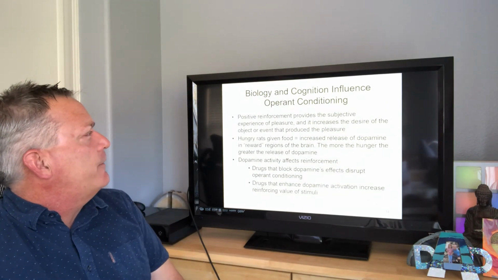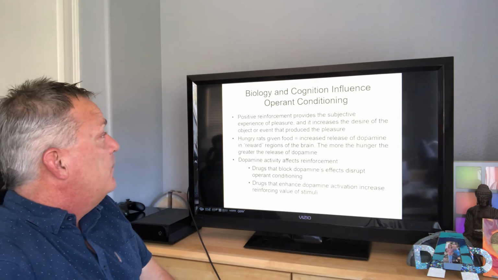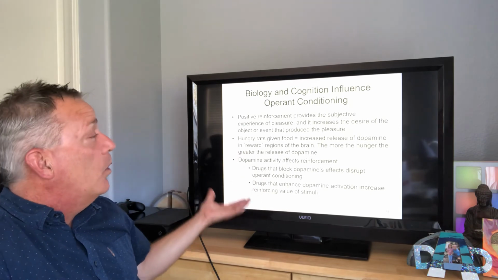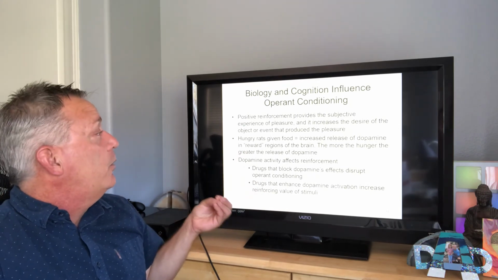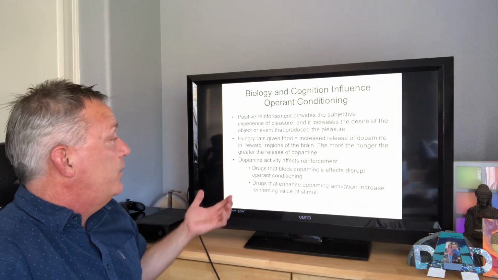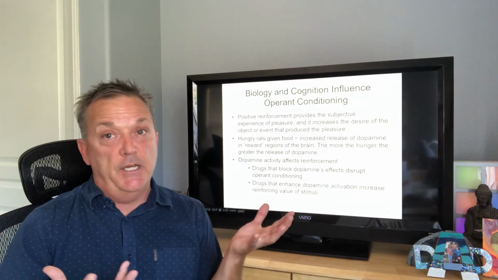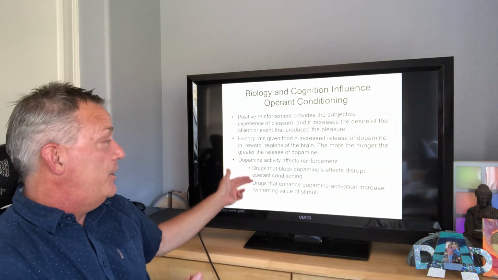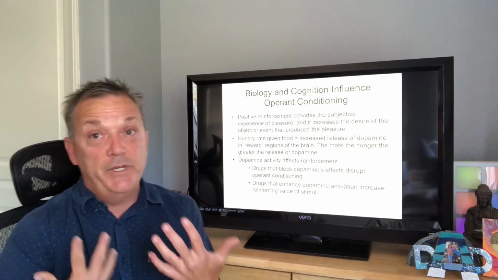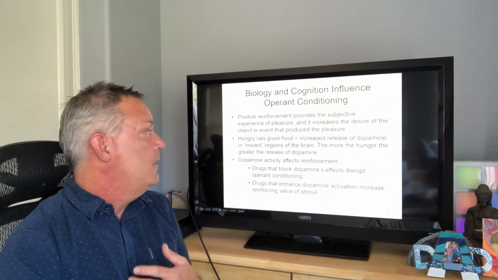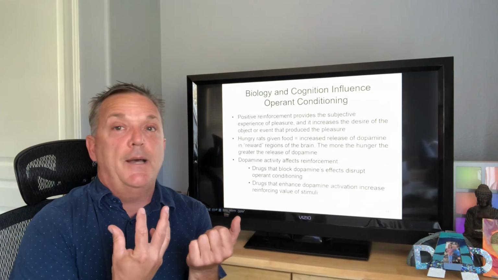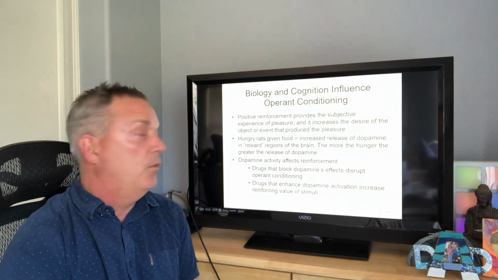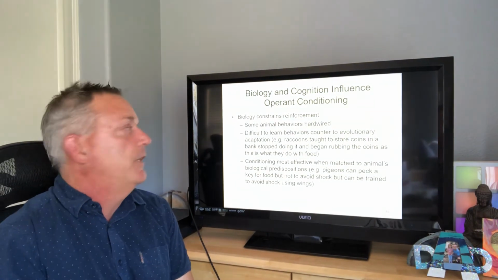Positive reinforcement provides the subjective experience of pleasure and increases the desire for the object or event that produced the pleasure. Hungry rats given food, that increases the release of dopamine in the reward regions of the brain. The more the hunger, the greater the release of dopamine. Dopamine activity affects reinforcement. And so here's the idea of some biological factors, right? Drugs that block dopamine's effect disrupt operant conditioning. Drugs that enhance dopamine increase the reinforcing value of the stimuli. So one could use certain drugs to block those reward effects, right? And then they won't want to take the drug. They'll find something else to take instead.